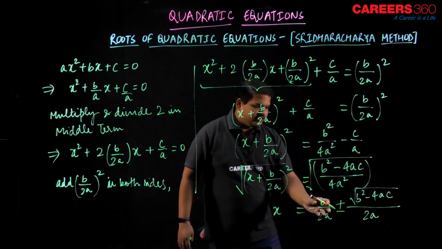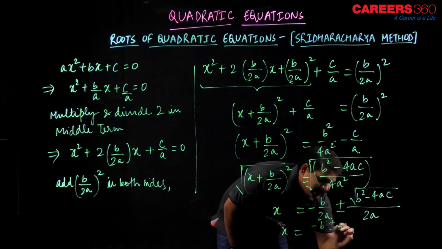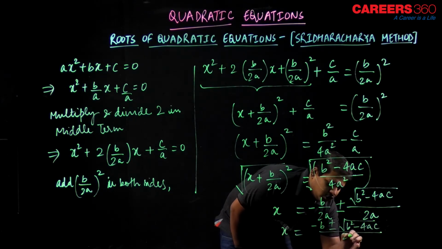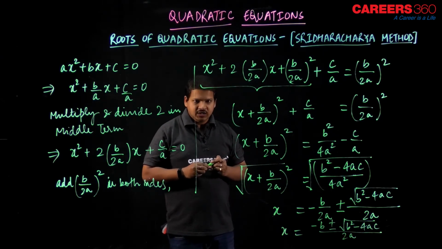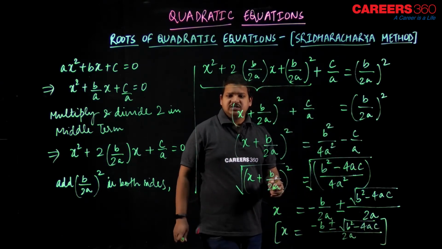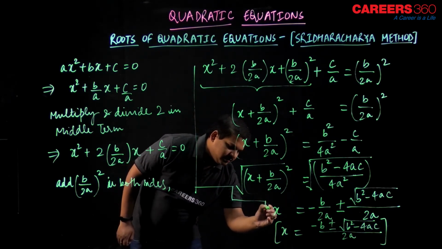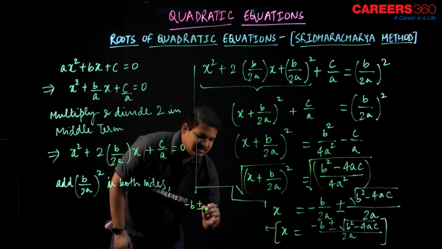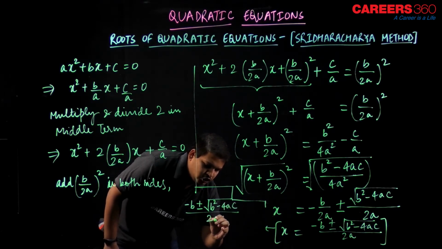Now if I take 2a common over here, I'll have minus b plus minus under root of b square minus 4ac upon 2a, and that, my dear friends, is the Sridharacharya formula. Let me write it separately again, that x is equal to minus b plus minus under root of b square minus 4ac upon 2a.